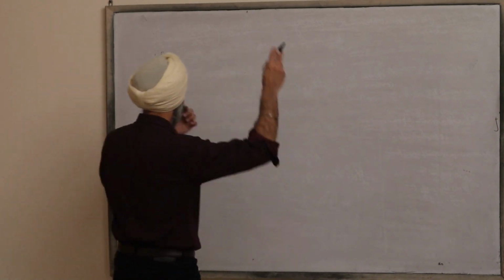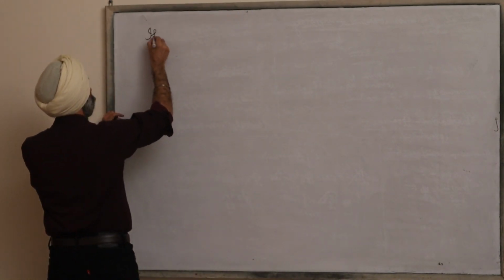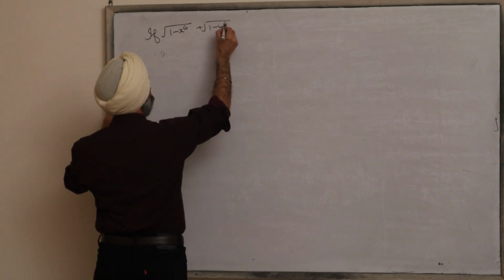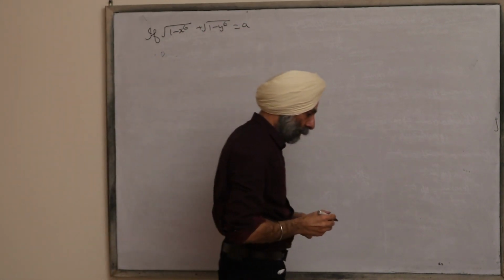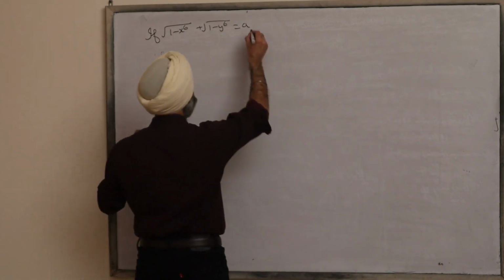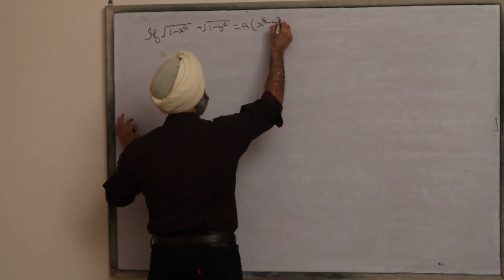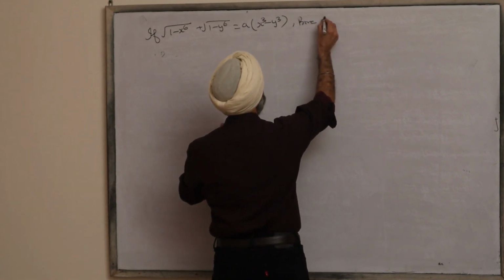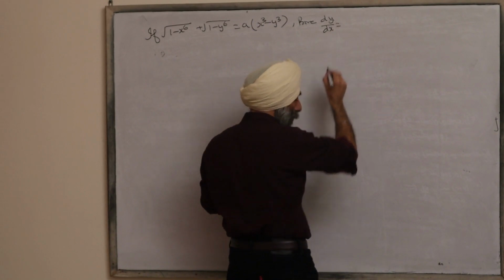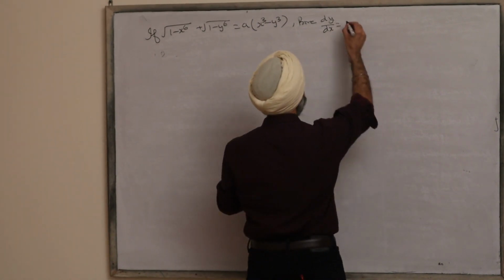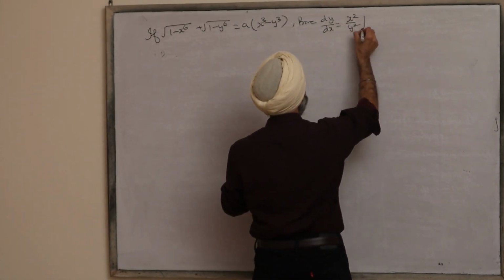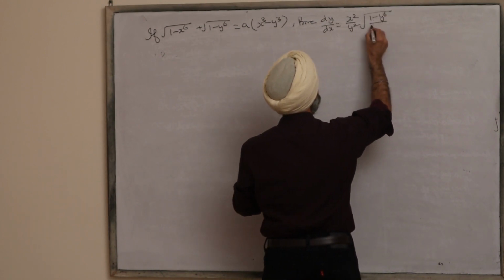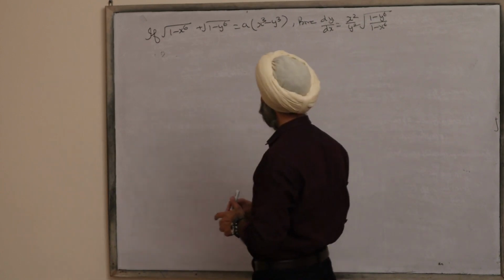Now next is, if √(1 − x⁶) + √(1 − y⁶) is equal to a(x³ − y³), then prove that dy/dx is equal to x²/y² into √((1 − y⁶)/(1 − x⁶)).